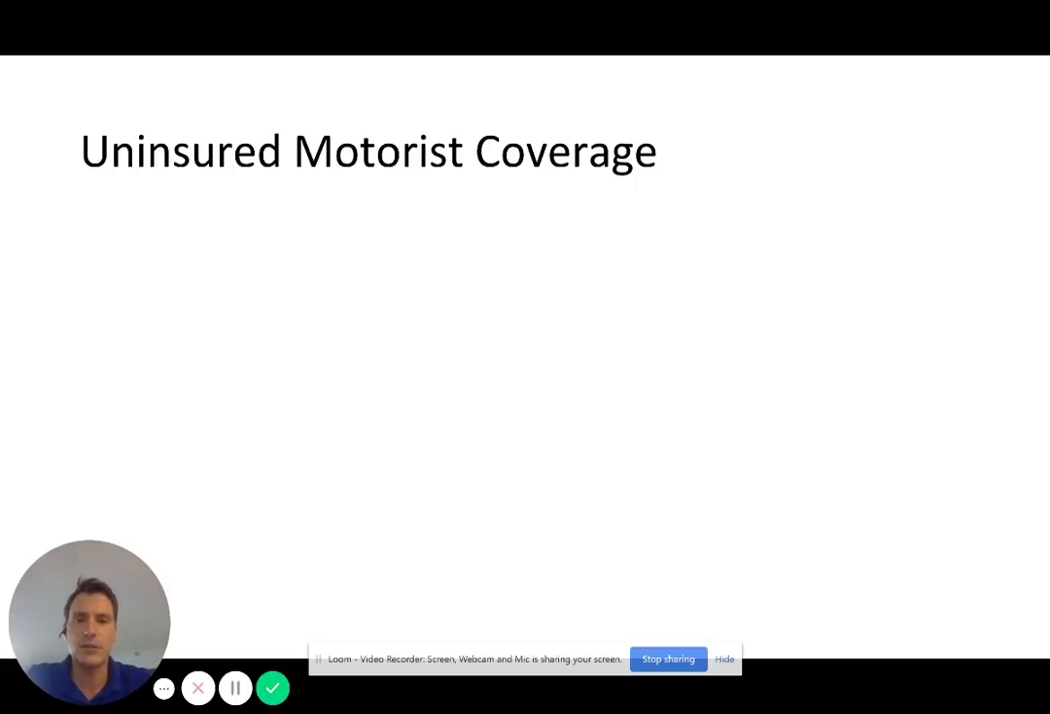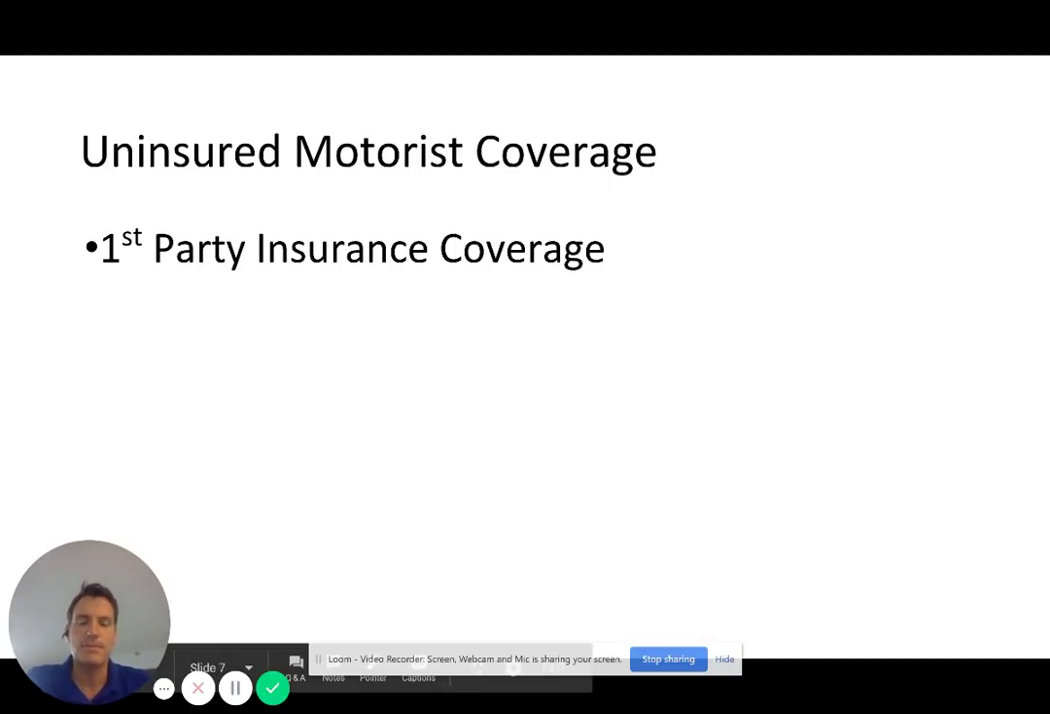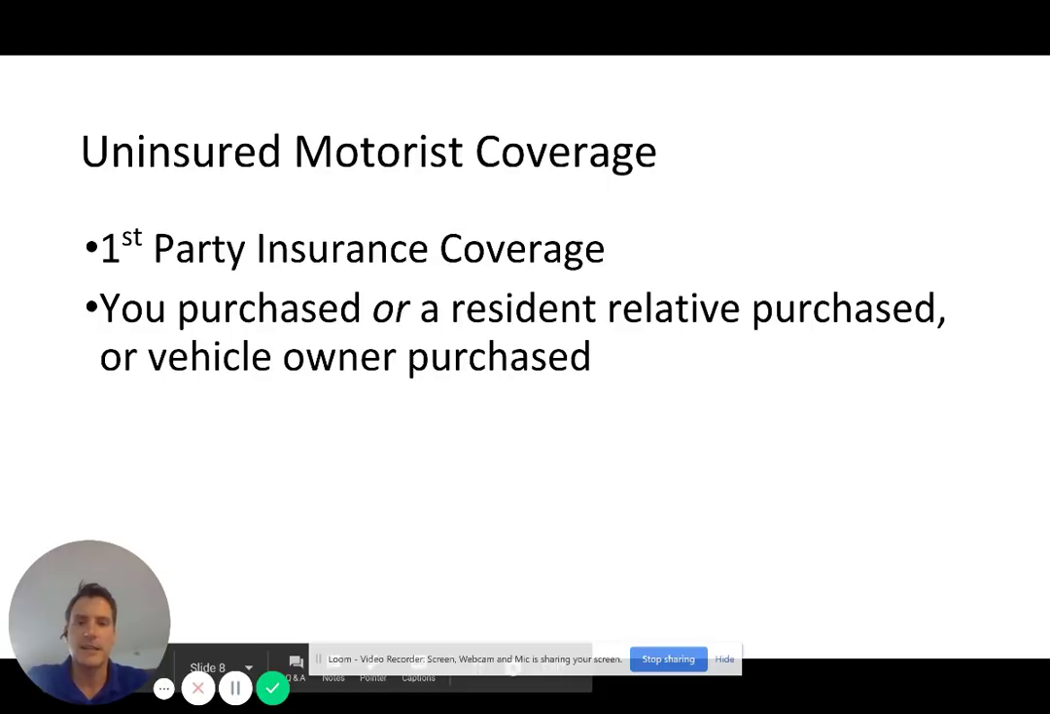Now, unlike the other driver's insurance, where he's the bad driver and he's the one that has insurance, uninsured motorist coverage is what we call first party insurance. It's something that usually you've purchased. It's something that maybe, if you haven't purchased it, maybe you live with somebody who has this insurance.